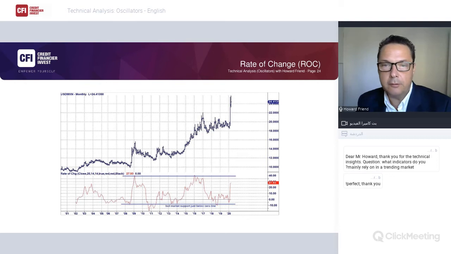Okay, this is a kind of weird example. It's using the 20-period rate of change again. This is dollar Mexican peso on a monthly chart. So what we've got obviously is a clearly defined uptrend. But as I say, when the market is in an uptrend, the overbought and oversold extremes of the oscillator shift to the upside.